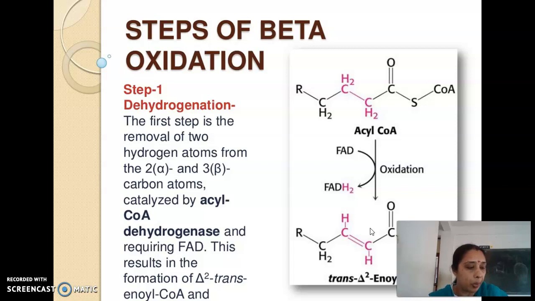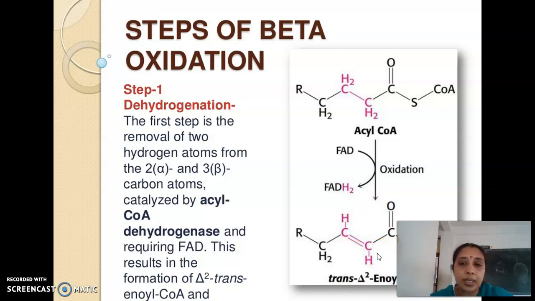That is the product obtained during the first reaction. So how is the first reaction formed? The fatty acyl CoA is acted upon by FAD dependent dehydrogenase enzyme, or FAD dependent acyl CoA dehydrogenase enzyme, converting a saturated fatty acid to an unsaturated one. The unsaturation is a trans double bond, trans delta 2 enoyl CoA.